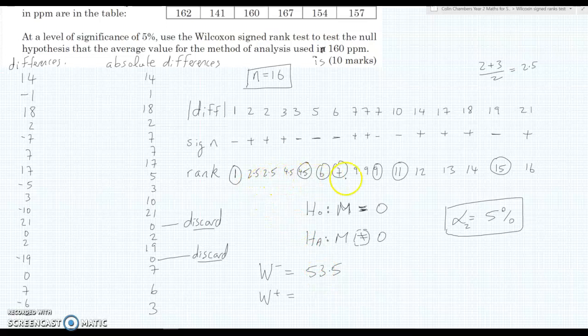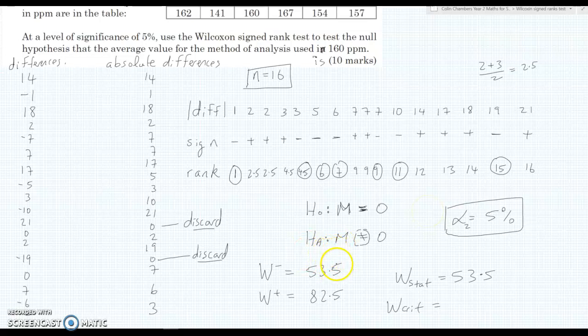And then we can get the positive rank stat. That's adding up the other ranks that aren't circled. You'll end up with 82.5. And we'll be choosing the lower of those two values, which is what's known as our test stat. So we can call that W stat. W stat is going to be 53.5. And we're going to be comparing that with W crit, which we'll get from the tables. So let's see if I have a table handy here.